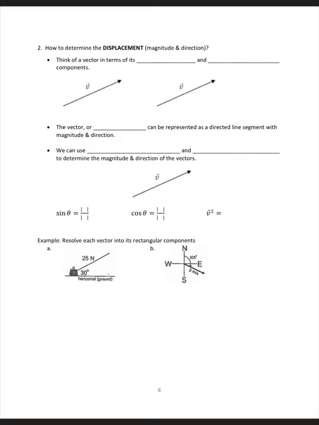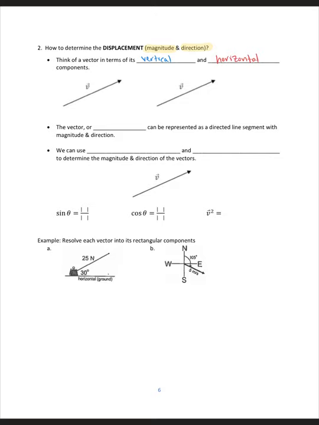So how do we determine the displacement when we're talking about vectors? So remember, the displacement is always going to be your magnitude and your direction. So we're going to think of a vector in terms of its vertical and horizontal components. All right, and when we do that, that's going to kind of help us use some of our previous mathematical knowledge to figure out what's the displacement of a vector, and I'll show you what I mean by that.